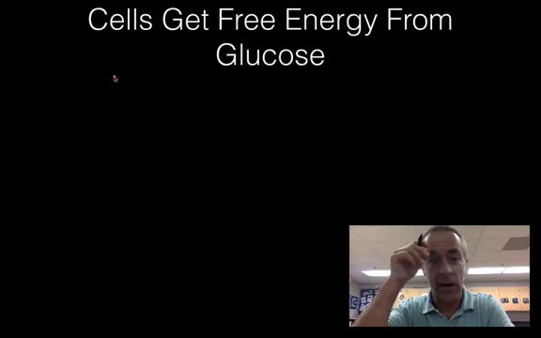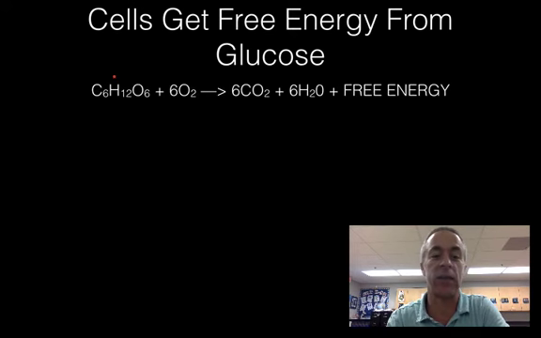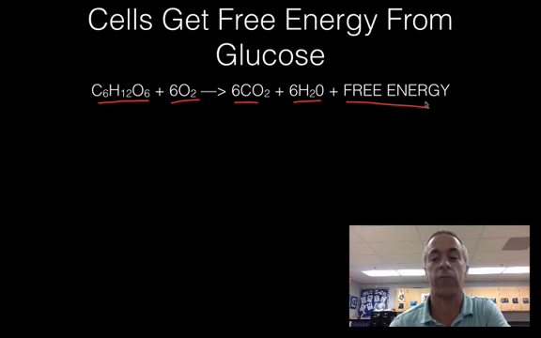So, when we talk about energy, obviously we've talked about ATP and how our cells use ATP to get energy, but ultimately we need glucose in order to make that ATP. So this is a chemical formula you should be familiar with by the end of this particular unit. So over here on the left, we've got C6H12O6, which is the chemical formula for glucose, plus oxygen gives us carbon dioxide, water, and free energy. And by free energy, we mean ATP, right?